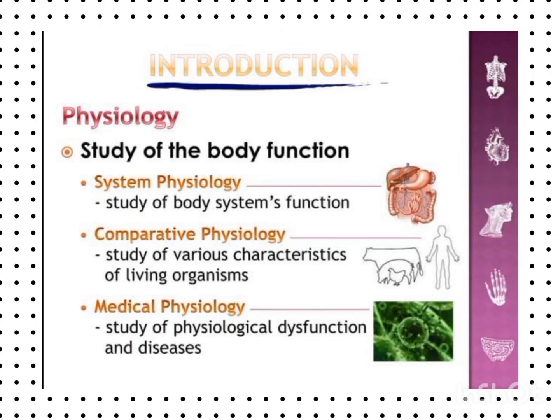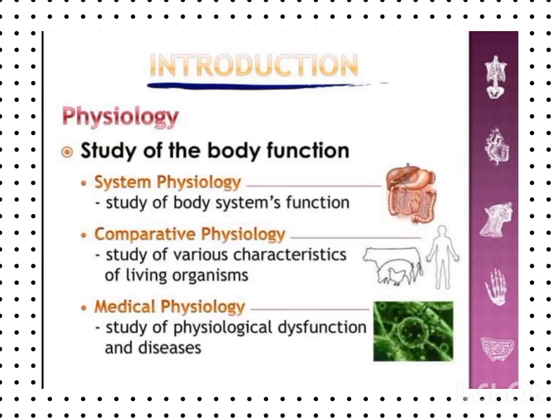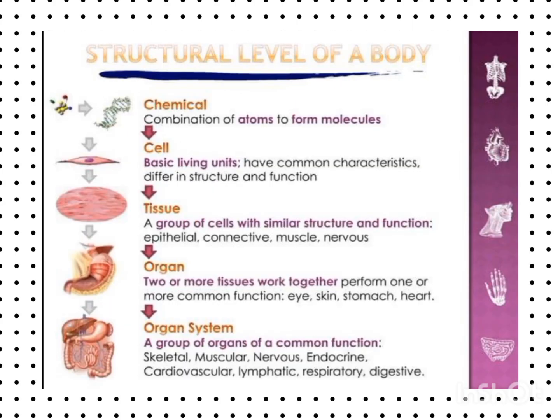The next level is the organ, where two or more different tissues work together to perform one or more common functions. Examples of organs are the eye, skin, stomach, and heart. An organ system is a group of organs with a common function, such as the skeletal, muscular, nervous, endocrine, cardiovascular, lymphatic, respiratory, or digestive system.